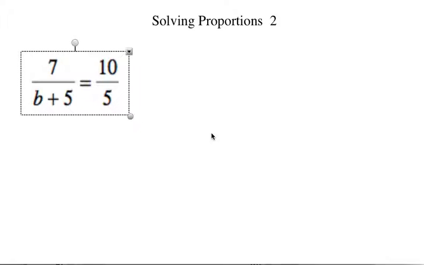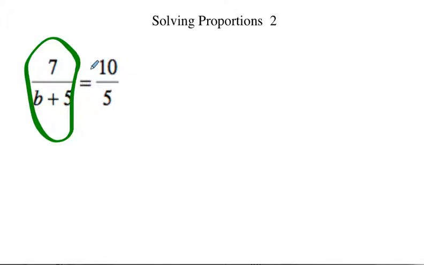The second example of solving the proportions. This is slightly different from the very first example that I solved for you guys. In this example, again, we have a fraction. The whole thing on the left side is a fraction, equal to the right side, where the whole thing is also a fraction. So again, we're going to apply the butterfly method.